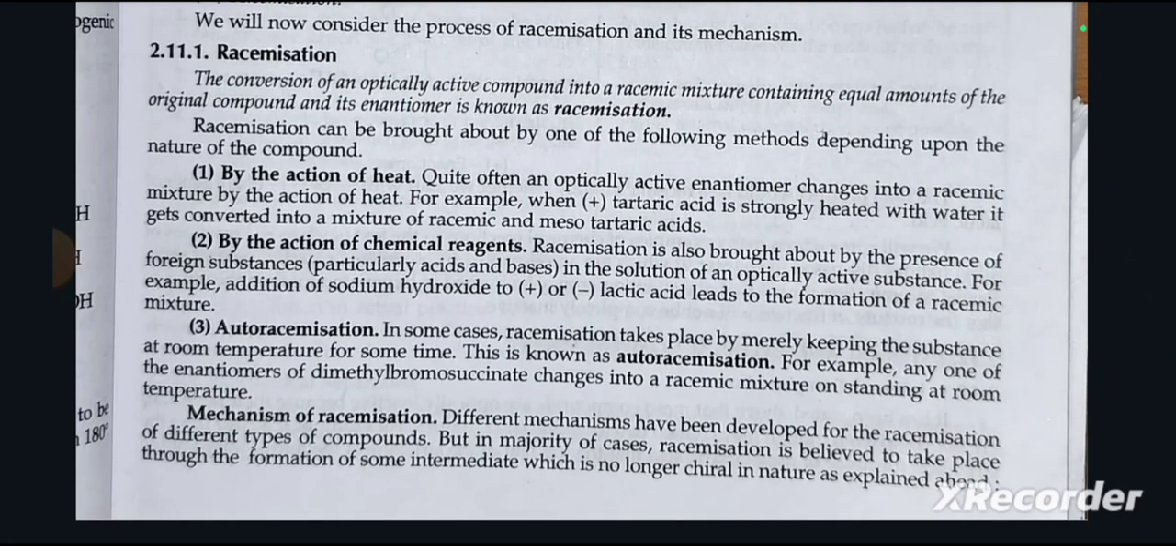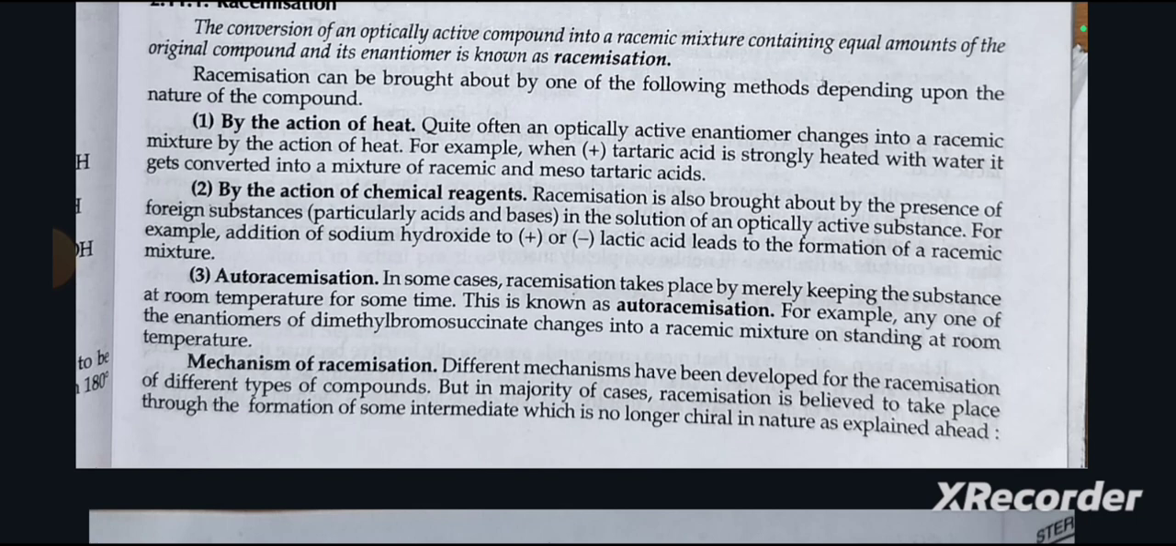2.11.1 Racemization. The conversion of an optically active compound into a racemic mixture containing equal amounts of the original compound and its enantiomer is known as racemization. Racemization can be brought about by one of the following methods, depending upon the nature of the compound. First, by the action of heat. Quite often an optically active enantiomer changes into a racemic mixture by the action of heat. For example, when (+)-tartaric acid is strongly heated with water, it gets converted into a mixture of racemic and meso tartaric acids. Second, by the action of chemical reagents. Racemization is also brought about by the presence of a foreign substance, particularly acids and bases, in the solution of an optically active substance. For example, addition of sodium hydroxide to (+) or (-) lactic acid leads to the formation of a racemic mixture.